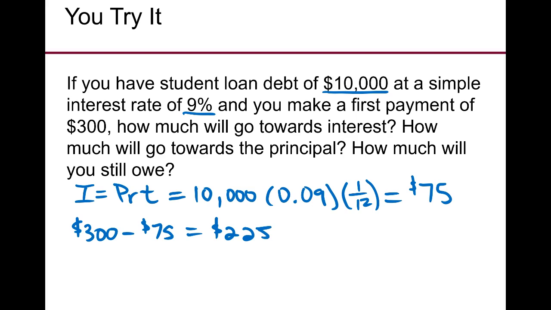So how much do we still owe? We still owe $10,000 minus $225, which is $9,775.